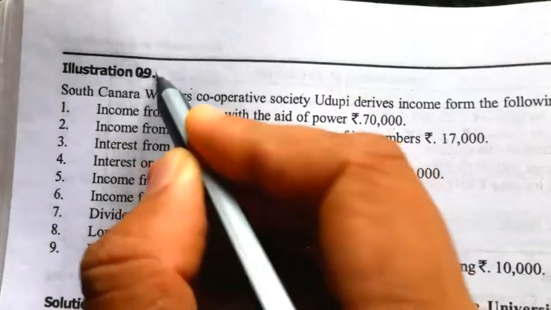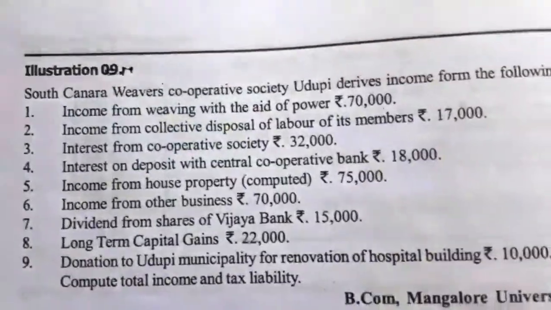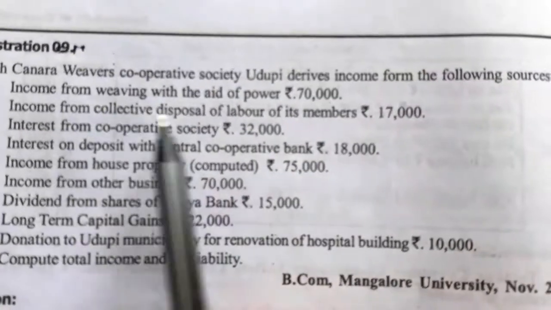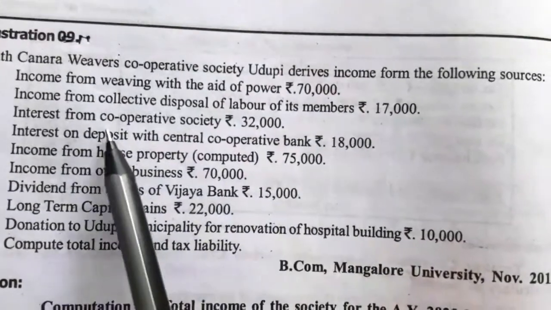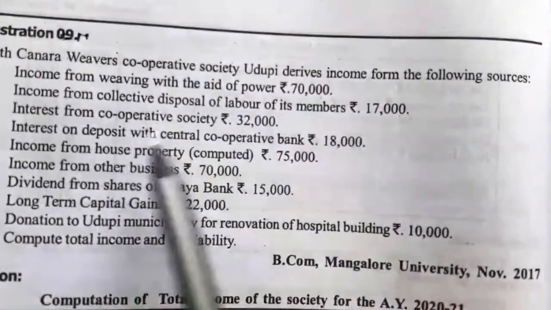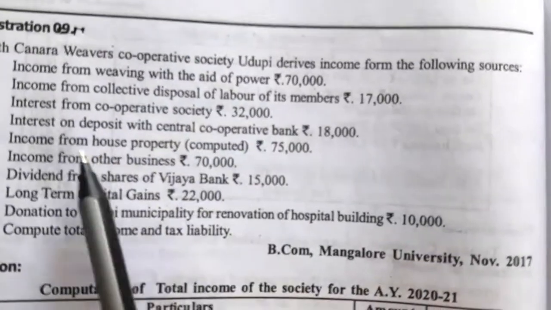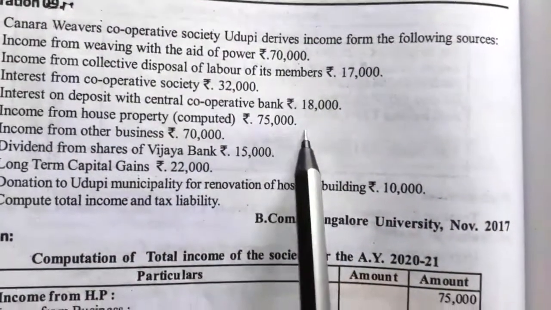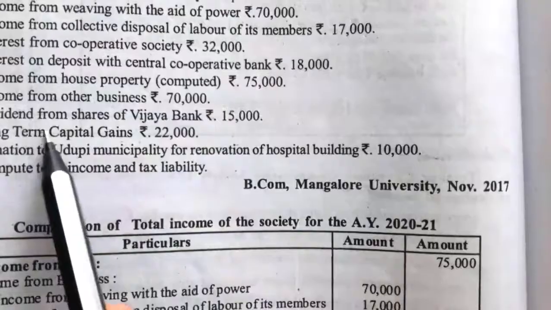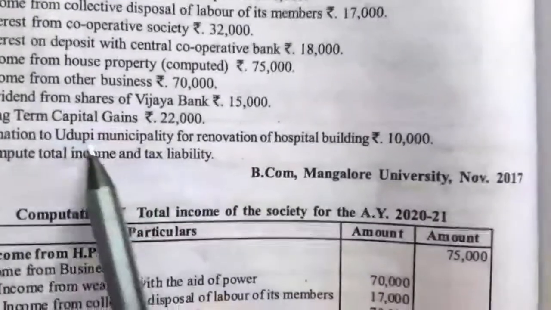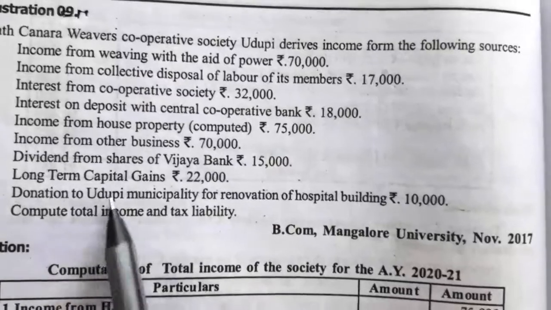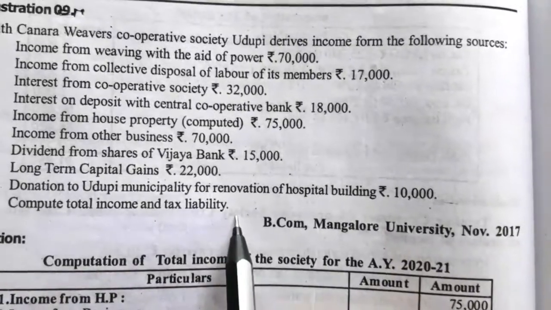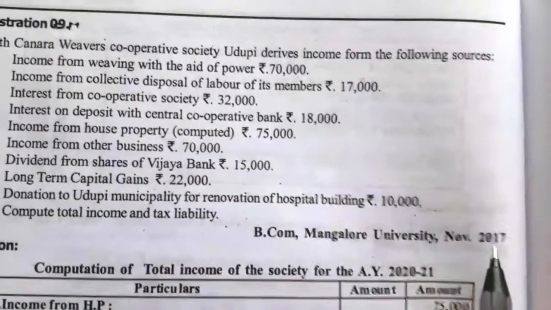Next, see the question, illustration number 11. South Canara Weavers Cooperative Society, Udupi, derives income from the following sources: income from weaving with the aid of power 70,000, income from collective disposal of labor of its members 17,000, interest from cooperative society 32,000, interest from deposit with central cooperative bank 18,000, income from house property computed 75,000, income from other businesses 70,000, dividend from shares of Vijaya Bank 15,000, long term capital gain 22,000, donation to Udupi Municipality for renovation of hospital building rupees 10,000. Compute total income and tax liability. This question was asked in the 2017 question paper.